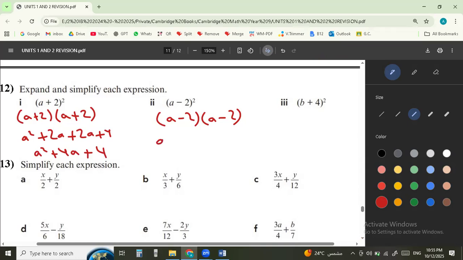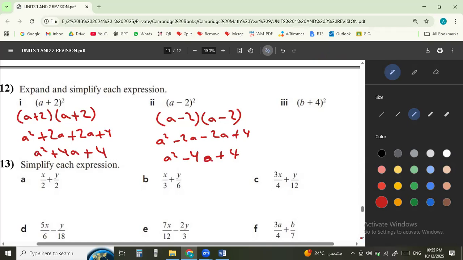A times a is a squared. A times negative 2, negative 2a. And here also negative 2a. And here plus 4. Then a squared. Please don't say negative 2a plus negative 2a is 0. Bye-bye. No. Negative 2 and negative 2 is negative 4. So negative 4a plus 4.